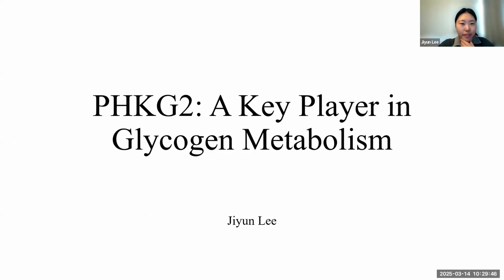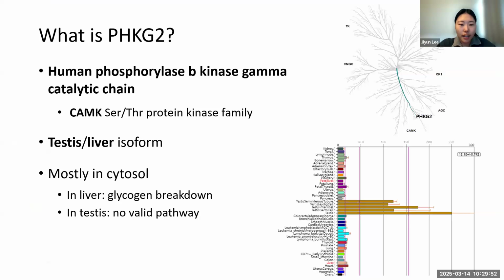Hello, everyone. Today I'm going to talk about PHKG2. It's a key player in glycogen metabolism. It encodes human phosphorylase B kinase gamma catalytic chain, and it belongs to the CAMK serine threonine protein kinase family. It has isoforms expressed in testis and liver, and it's a cytosolic enzyme. While it's expressed mainly in testis, its role in testis is still not well understood. In the liver, the kinase plays a key role in glycogen breakdown.